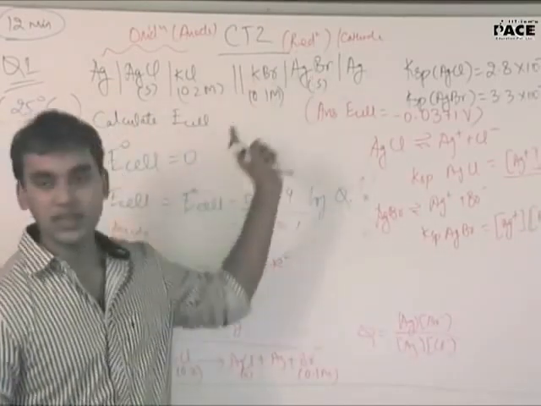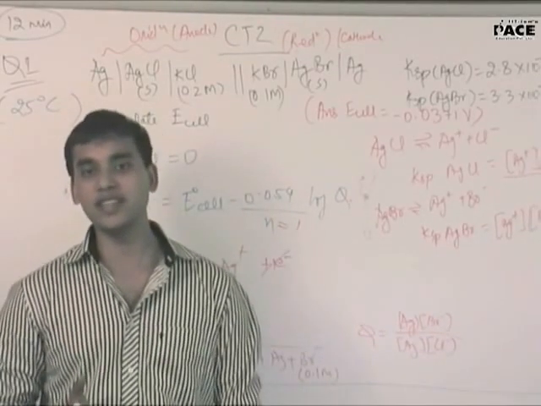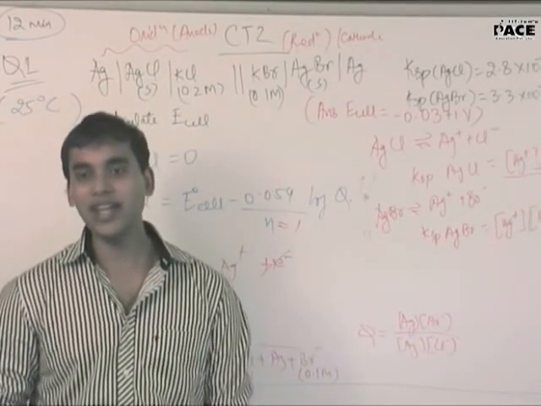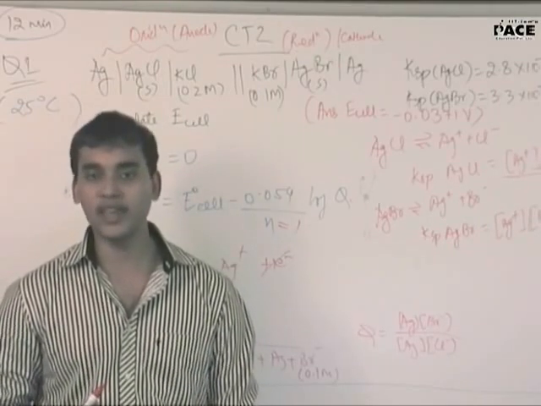There is no Ag plus. Is there any Ag plus? No. So the source of Ag plus is what? AgCl. So to calculate that, I know what is Br minus and I know what is Cl minus. I know both the KSPs.